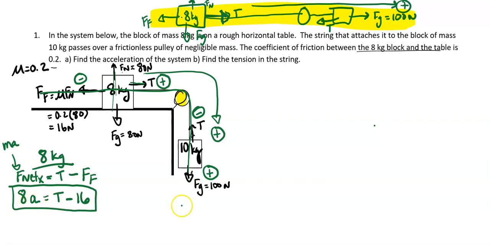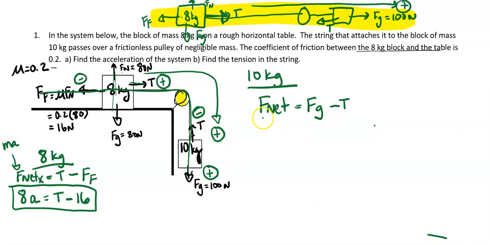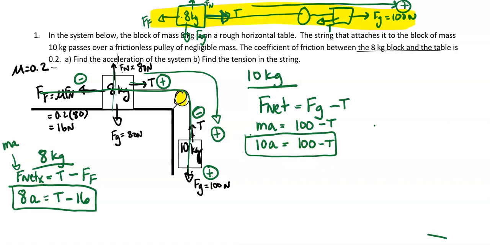Okay. So now let's look at another object. Let's look at this 10 kilogram. Okay. So we have FNet is equal to, we have gravity, which we said was the positive direction, tension, which we said was the opposite direction. So FNet is mass times acceleration, which we know is 10A equals FG is 100 pulling down minus tension. Then we have 100 minus tension. Cool. So now we have 2 equations and 2 unknowns.